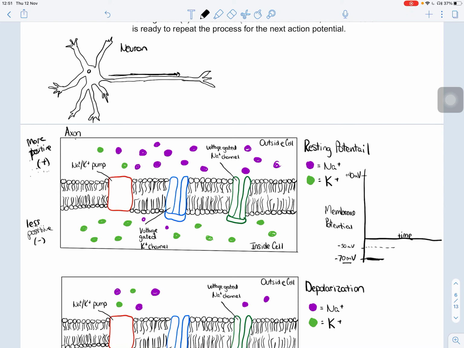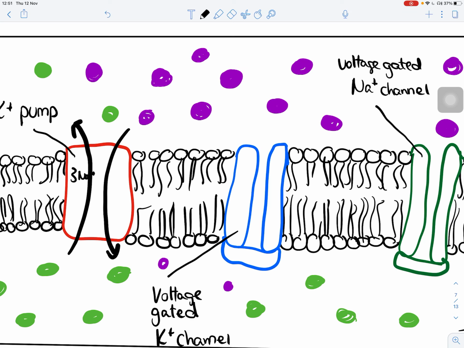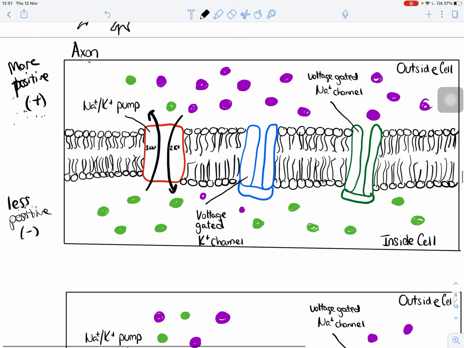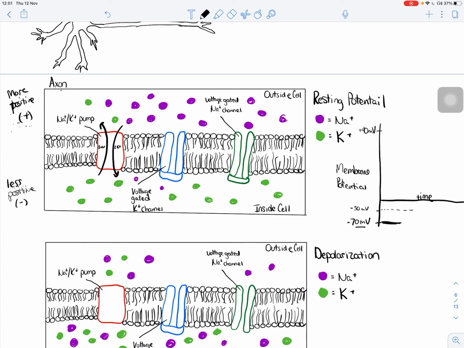This is being maintained at a steady -70, and how that's happening is the sodium-potassium pump is working to maintain this. It's moving 3 Na+ out, and in order to do that, it has to move 2 potassium ions in. Eventually this sets up a situation where the membrane potential sits at -70.